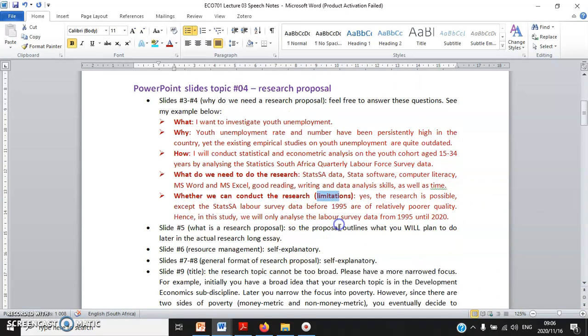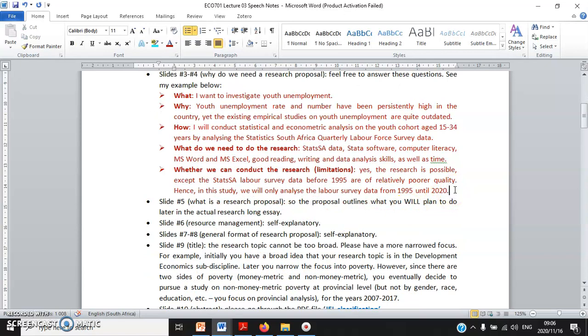What are the limitations? Yes, in this research, there are some limitations because this is actually a well-known truth. Okay. The Stats SA labor survey data before 1995 are of very shaky, actually poor quality. So the labor economists would only analyze the labor data starting from 1995. Okay. In other words, you would hardly see some studies that would use the 93 and 94 labor survey data. Okay, I can actually provide you the reasons.